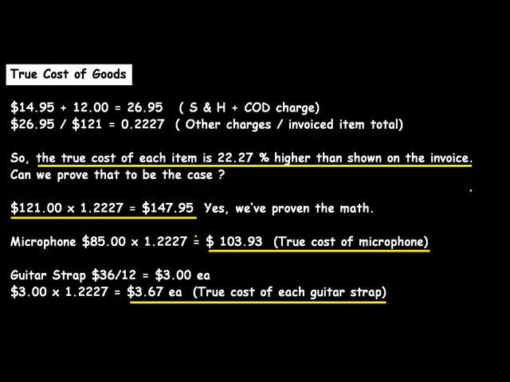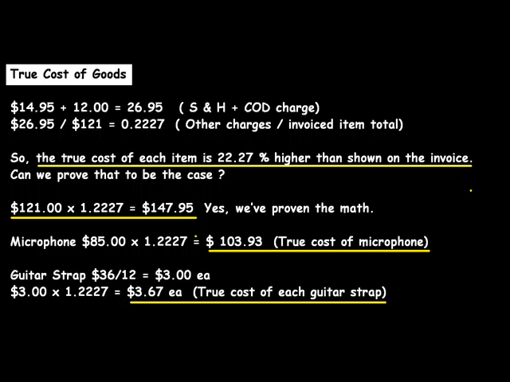We divide the $26.95 by $121. That gives us 22.27%. So the true cost of each item is 22.27% higher than shown on the invoice. Can we prove that to be the case?